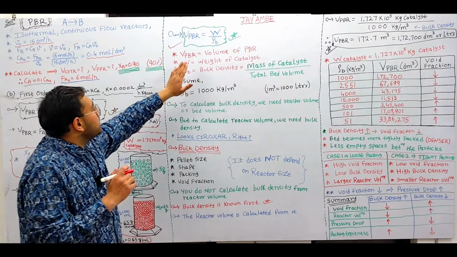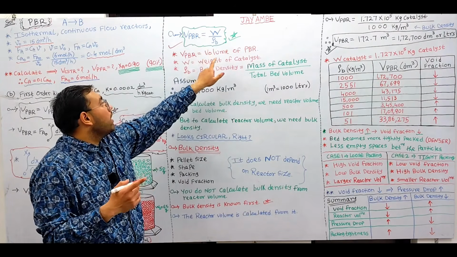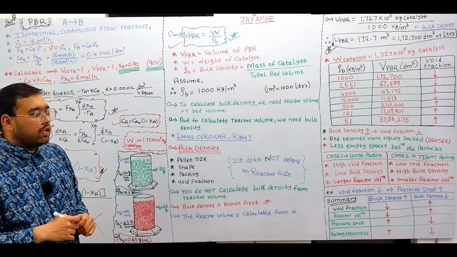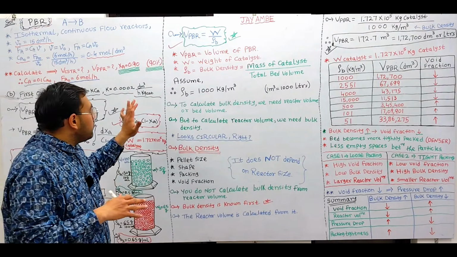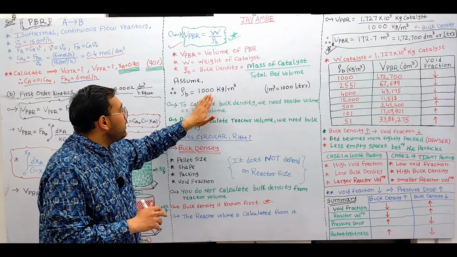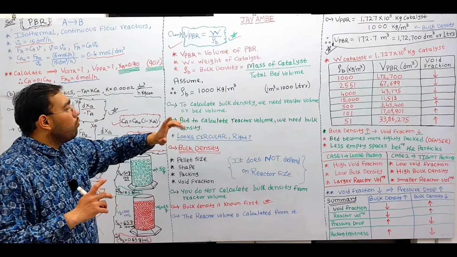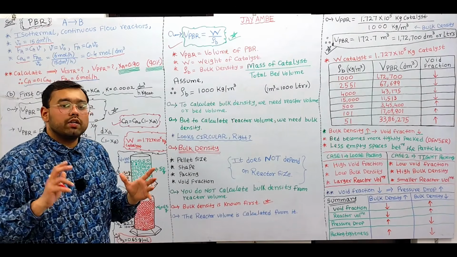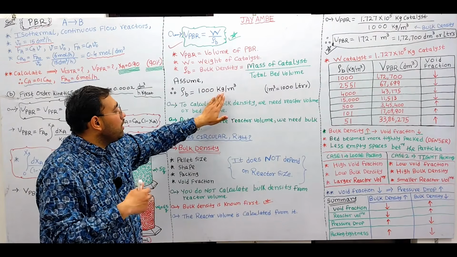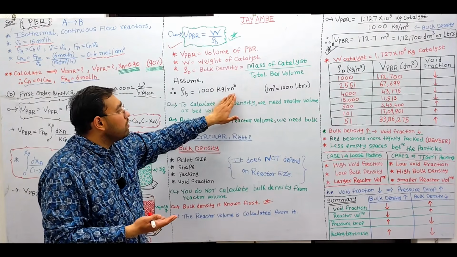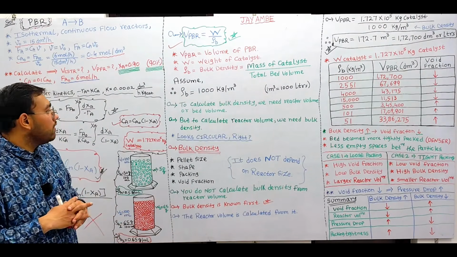In order to design the volume of the packed bed reactor, we require the weight of the catalyst and the bulk density of the solid catalyst. For this case, we'll assume the bulk density to be 1000 kg per meter cube. Since 1 meter cube equals 1000 liters, this means 1000 kg of catalyst is loaded into the 1000 liter volume of the packed bed reactor.